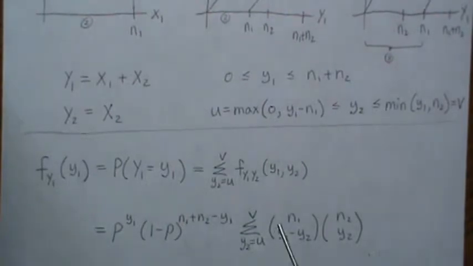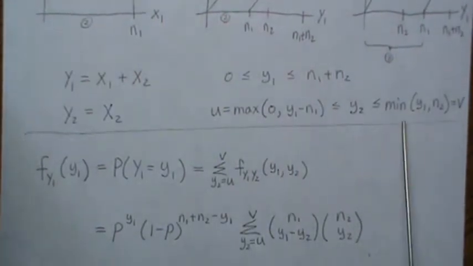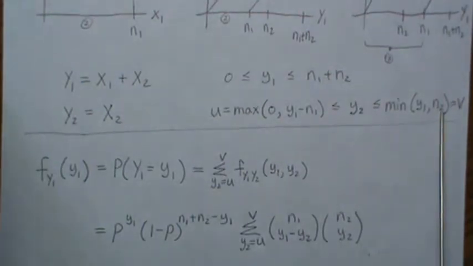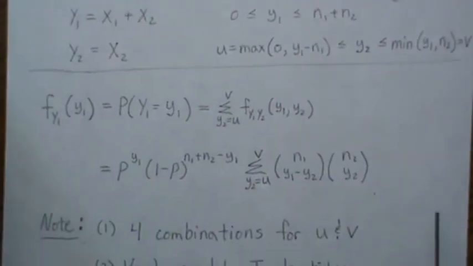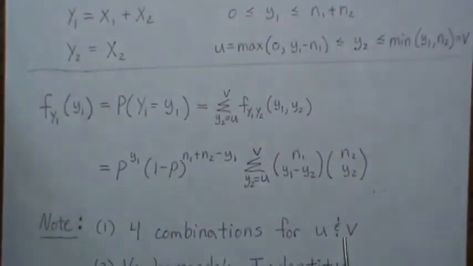So we're summing this. But if you think about U and V, there's 4 different possibilities where we go from 0 to Y1 and then 0 to N2. There's 4 different situations, so we're going to look at those individually. So there's 4 different combinations of U and V.